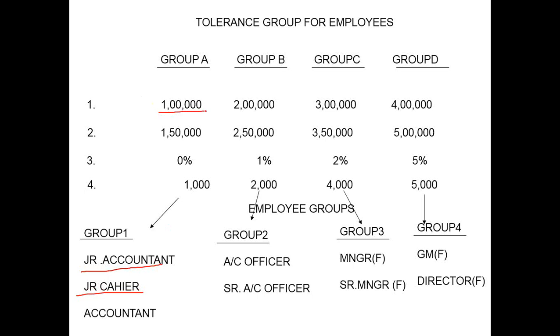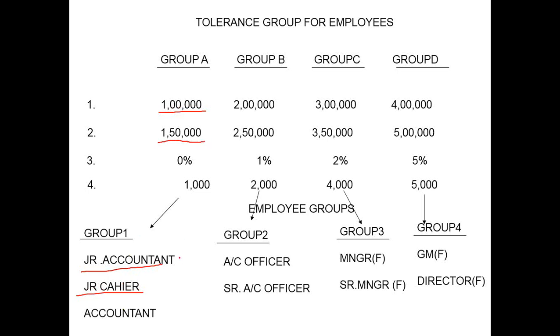to an amount of 1 lakh. Then, junior accountant, junior cashier, and accountant can post either payment made to vendor or payment received from the customer up to an amount of 1,50,000.